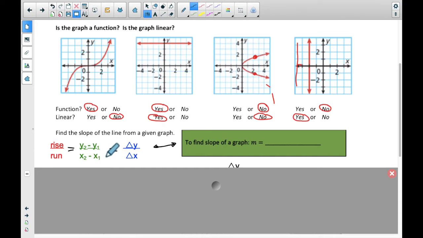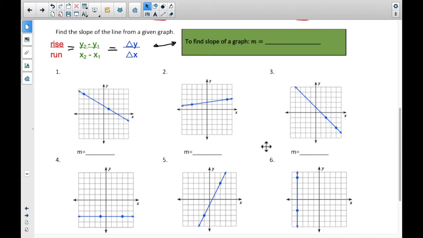That's a very common formula that we use. Or we can look at it this way. I'm not sure if you've ever seen this before. That triangle is a delta, and delta means change. So this means the change in y over the change in x. How much is y changing divided by how much is x changing?